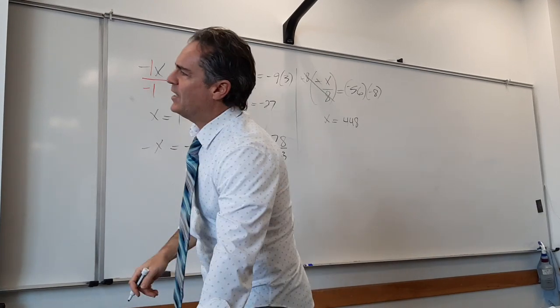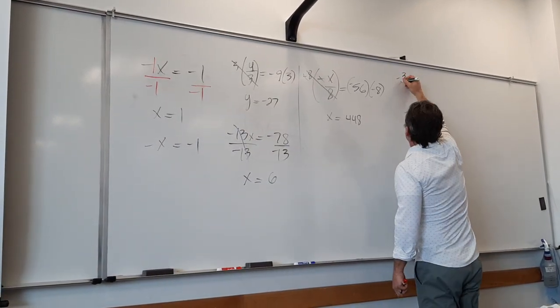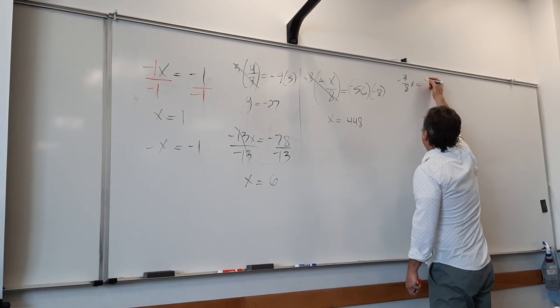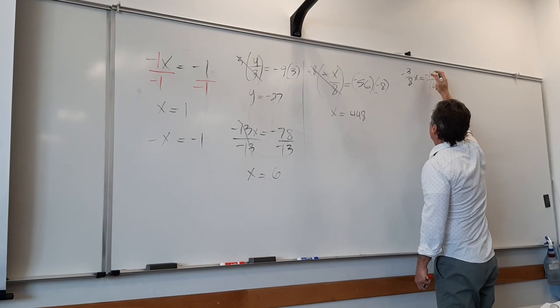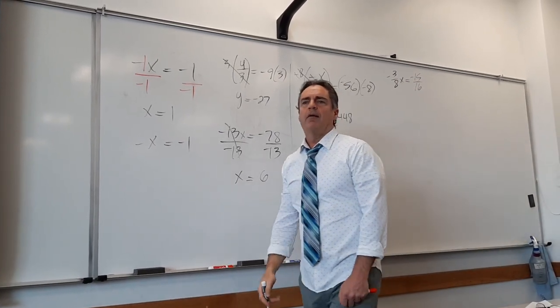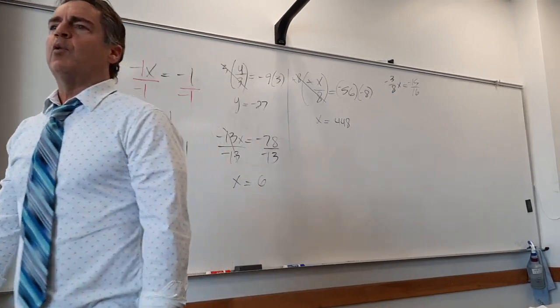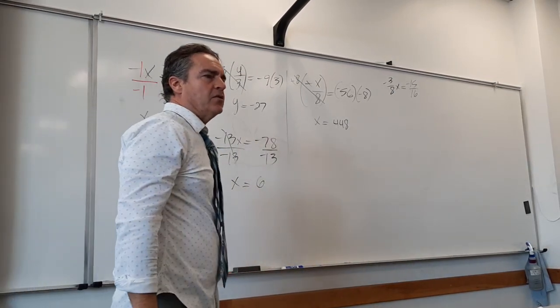Good. Last one. Negative 3/8x equals what? Negative 15/16 or just 15/16? Negative. Okay. Who's sharing sides with x? Negative 3/8. What's it doing? It's multiplying. What's the opposite of multiplication?